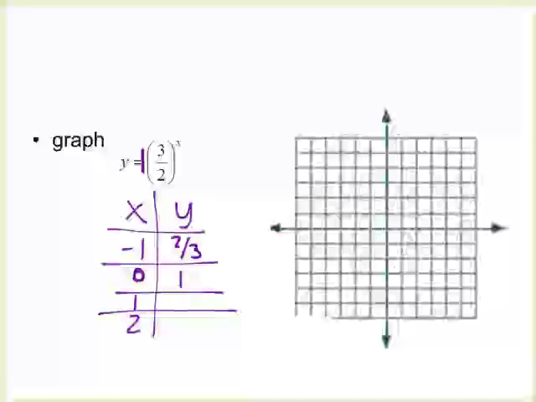When we plug in 1, what do we get? 3 over 2. Something to the first power is just itself, so 3 over 2, or 1.5 if you graph decimals better than fractions. And when we plug in 2, how do we square a fraction? Multiply it by itself. So if I multiply 3/2 by itself, what do I get? 9 over 4, or 2.25 if you think better in decimals.